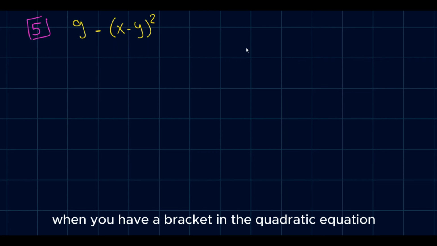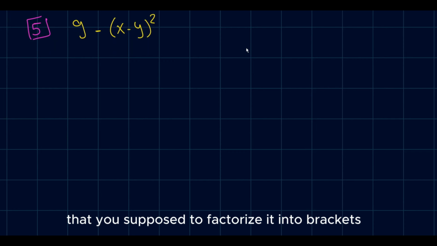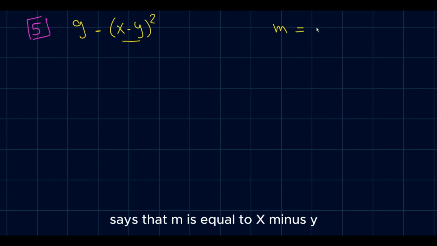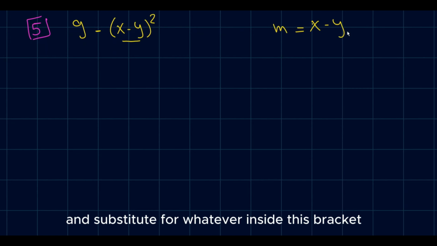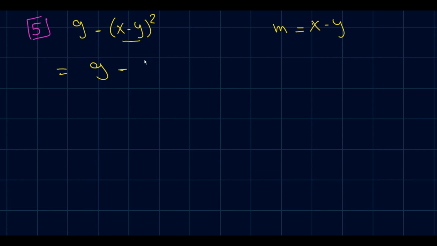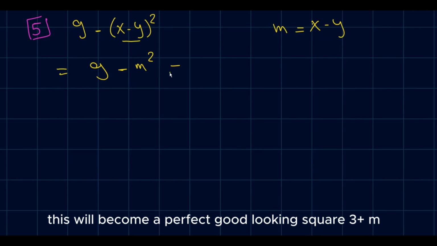When you have a bracket in the quadratic equation that you're supposed to factorize into brackets, let's have any variable, let's call it m. Whatever is inside this bracket, say that m is equal to x minus y, and substitute for it. So we're gonna have over here 9 minus x minus y, squared. Substitute now m squared. This will become a perfect good looking square.